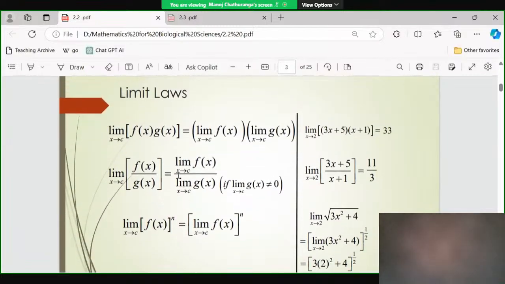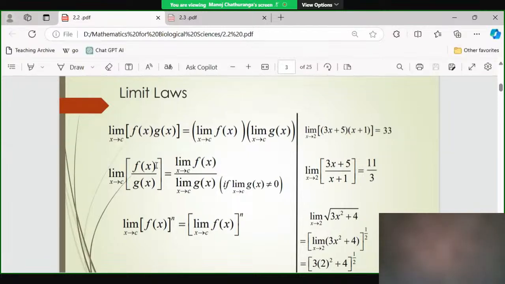The product rule is nice again. If you want to compute the limit of a product, you compute the limit of the individual factors and then multiply. Limit of (3x plus 5) times (x plus 1) as x goes to 2. Substitute x equals 2, then 3x plus 5 gives 11, times 3, which is 33.